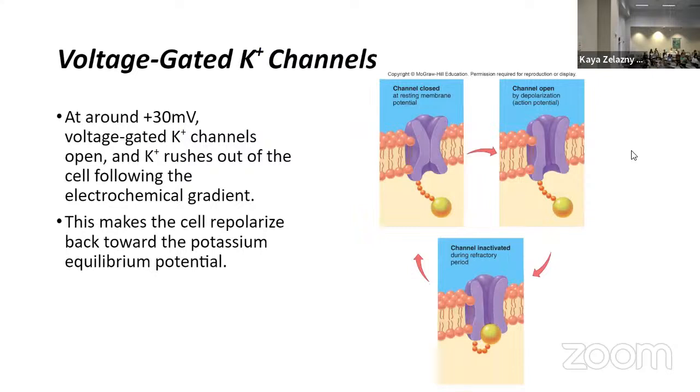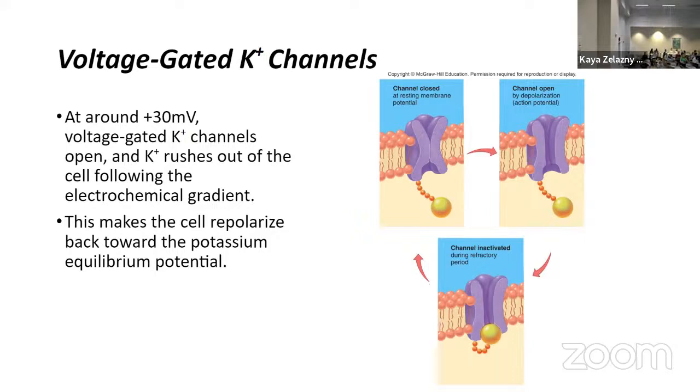Our other type of voltage gated channel is for potassium. These ones are easy. They just have one gate. We don't have to name it. So the potassium voltage gated channel is just open or closed. We don't have to worry about an activation gate or inactivation gate. It just has that one little piece, basically.